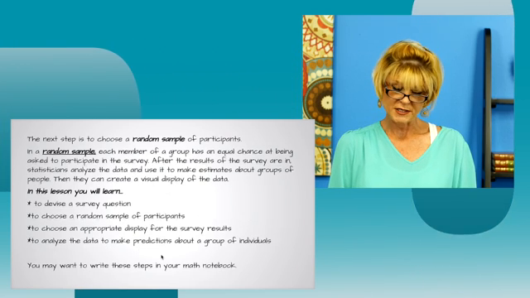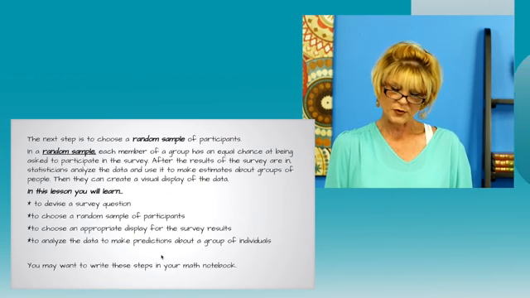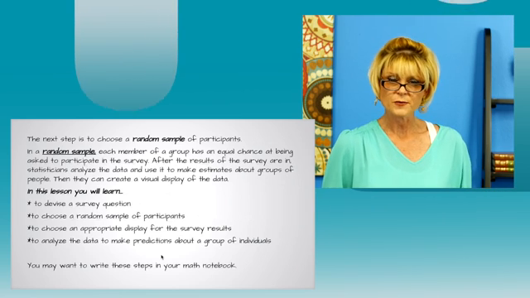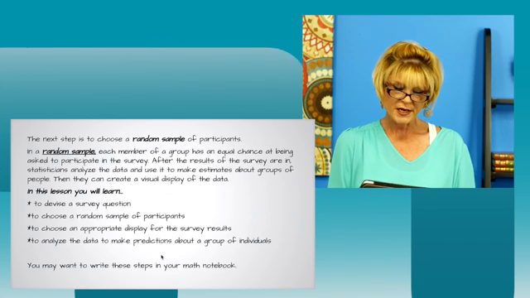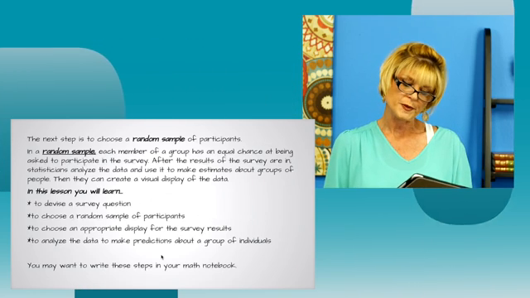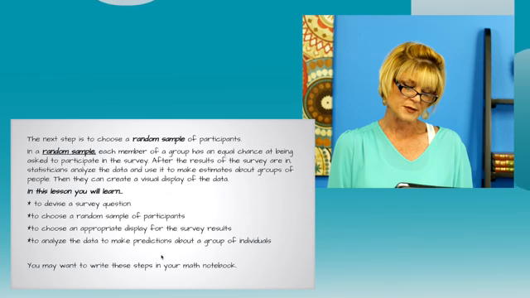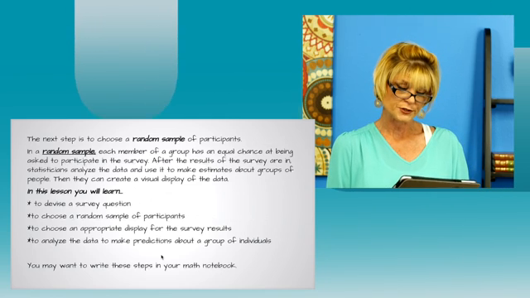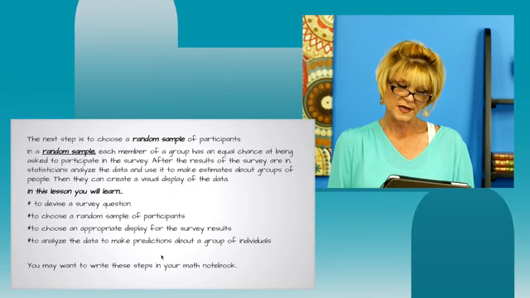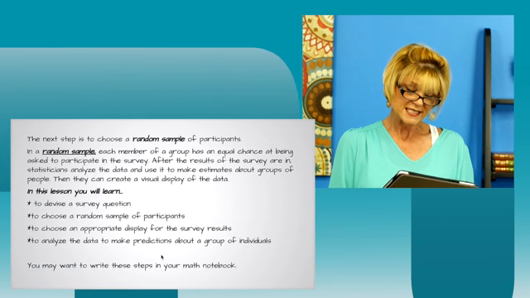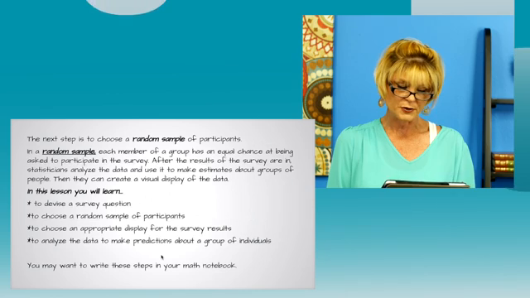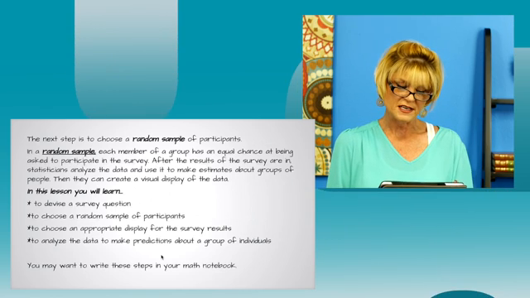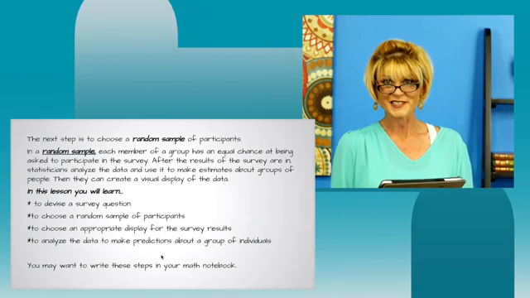The next step is to choose a random sample of participants. Now, you might want to write this definition down, both of them, in fact, the last one and this one. In a random sample, each member of a group has an equal chance at being asked to participate in the survey. After the results of the survey are in, statisticians analyze the data and use it to make estimates about groups of people. Then they can create a visual display of the data.